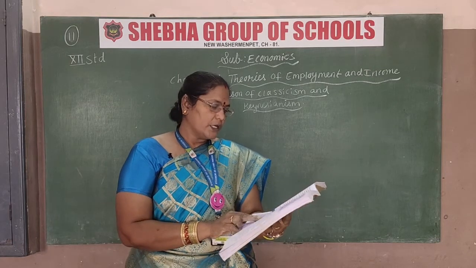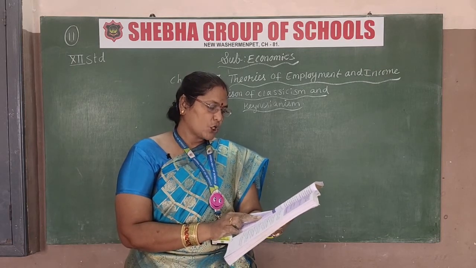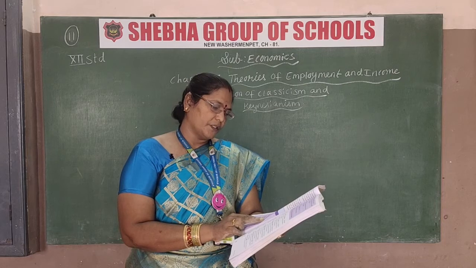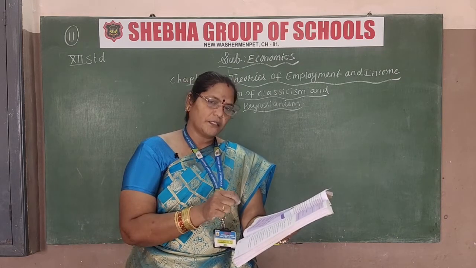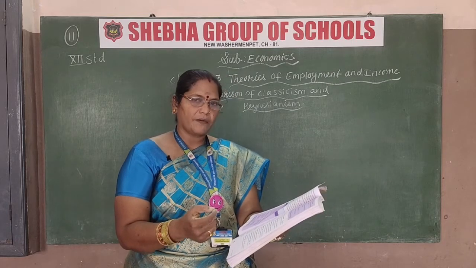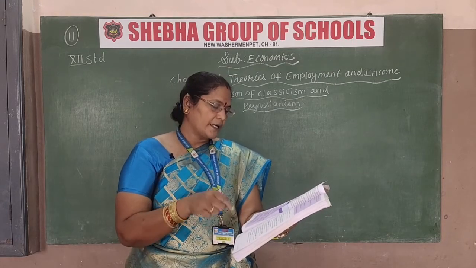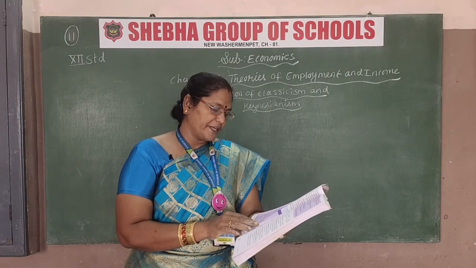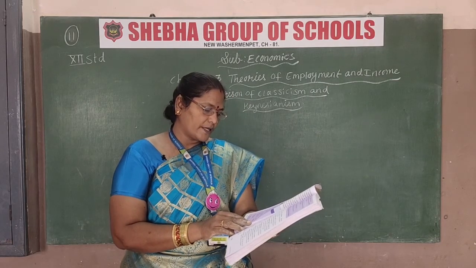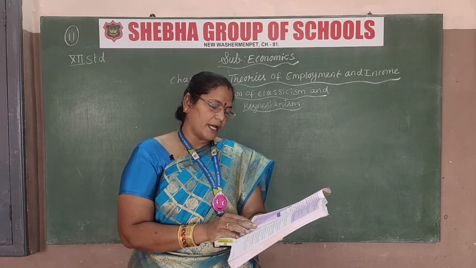Let us see. In Keynesianism, what is given? Short run equilibrium. But in Classicism, what is given? Long run. Keynesianism is short run, and in Classicism it is given as long run. And in Keynes, saving is a vice, and the function of money is medium of exchange on the one side and store of value on the other side.